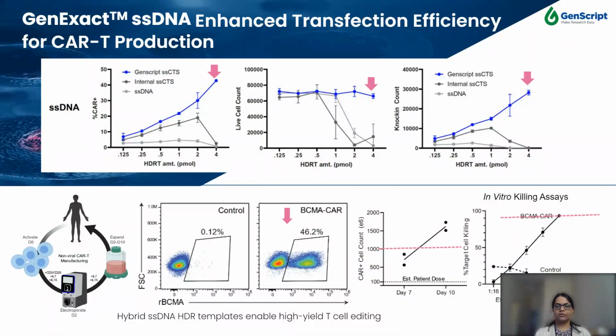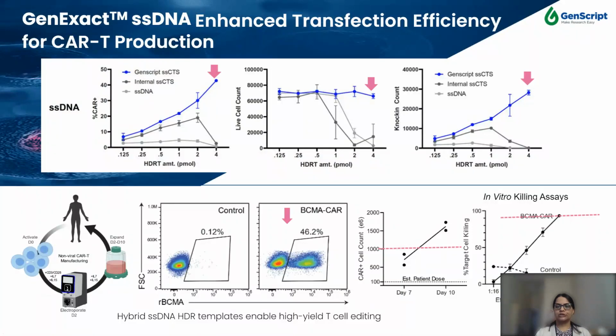One of these figures is a diagram of the non-viral CAR T cell manufacturing process they used. The upper part of these three figures shows that GenScript SSCTC consistently performs better compared to lab generated SSCTC or standalone ssDNA. And in the bottom two, they show the knock-in efficiency, where GenScript SSCTC via electroporation without any enhancer can reach 46% knock-in at clinical scale production.